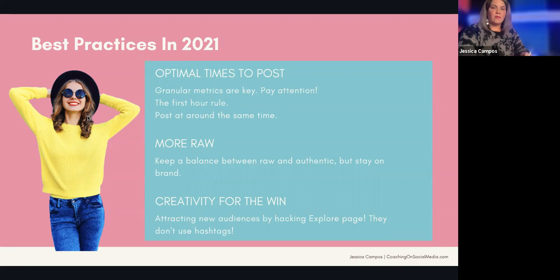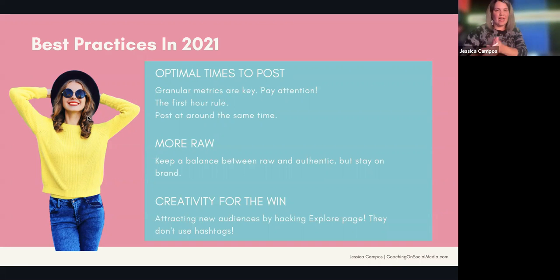Pay attention to those metrics if you can see them. For example, in my metrics, Instagram tells me that most of my people are connected in two waves. They're connected between 11 and 1 p.m. That's the first wave. And the second wave is between 9 and 10 p.m. So you want to ride that wave and you want to post about 20 minutes before that wave peaks.